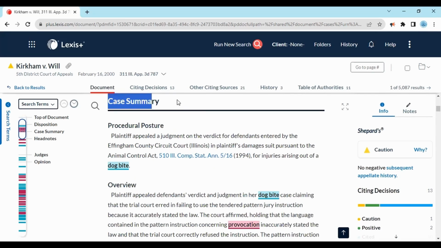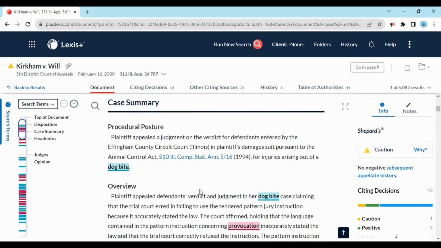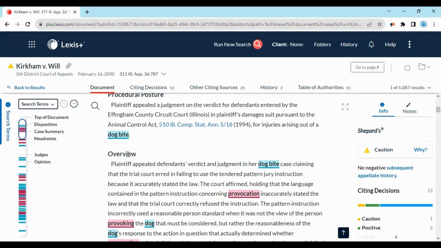But then this case summary section can be very helpful. I would read this overview section. The overview section is going to give you an idea of what the whole case is about. So if you read that and you start to go like, well, this really wasn't about what I'm researching, then you can move on to a different case.